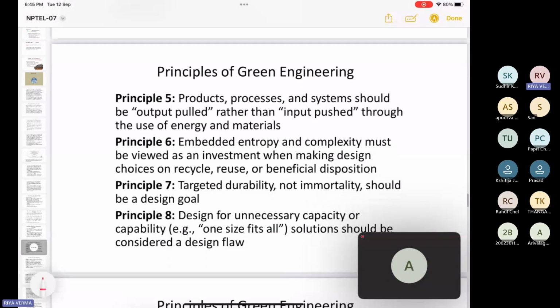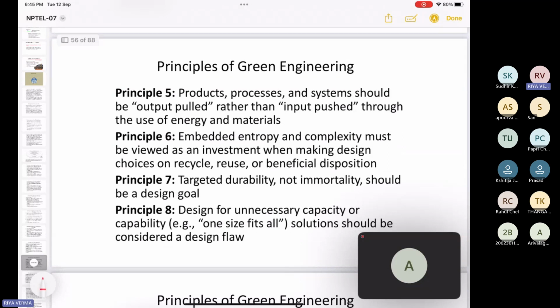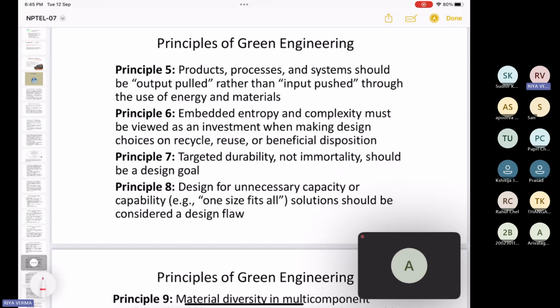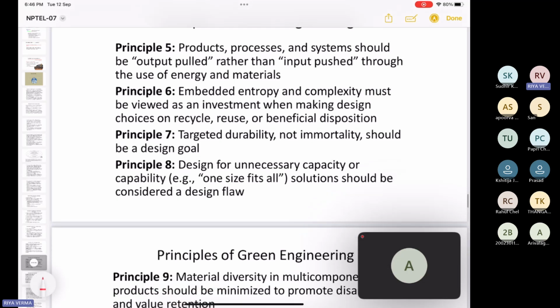The fifth principle says products, process, and system should be output pulled rather than input pushed through the use of energy and materials. The sixth principle is embedded entropy and complexity must be viewed as an investment when making design choices on recycle, reuse, or beneficial disposition. The seventh principle says that targeted durability, not immortality, should be a design goal. And the eighth principle says that design for unnecessary capacity or capability, that a one size fits all solution, should be considered a design flaw.